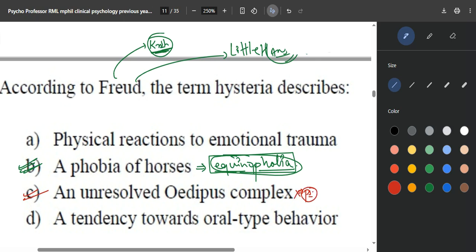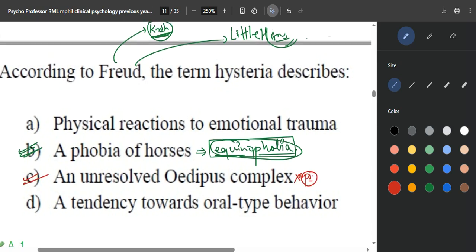And a tendency towards oral type behavior, what is it suggesting? It is suggesting the OAPLG. What are these? These are the five stages of psychosexual development given by Sigmund Freud. Okay, oral stage, anal stage, phallic stage, latency stage, and the genital one. So a tendency toward oral type behavior is when we have fixation over here, and an unresolved Oedipus complex, nothing is happening like that. Now, what does the term hysteria describe?